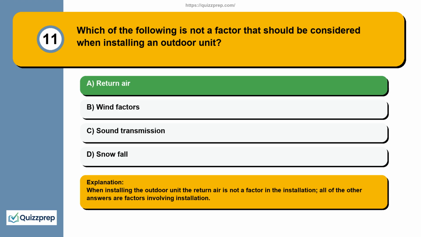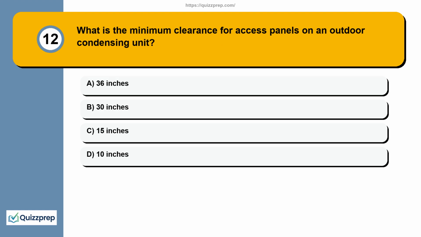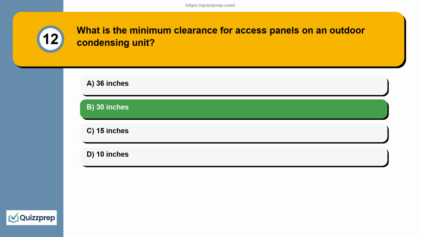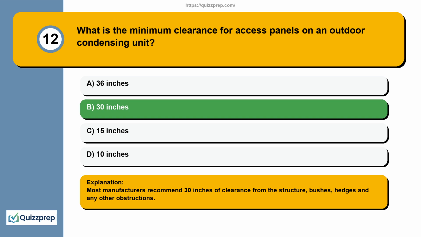When installing the outdoor unit, the return air is not a factor in the installation. All of the other answers are factors involving installation. Question 12. What is the minimum clearance for access panels on an outdoor condensing unit? 36 inches, 30 inches, 15 inches, 10 inches. Most manufacturers recommend 30 inches of clearance from the structure, bushes, hedges, and any other obstructions.